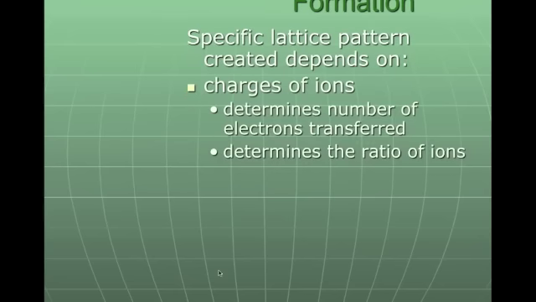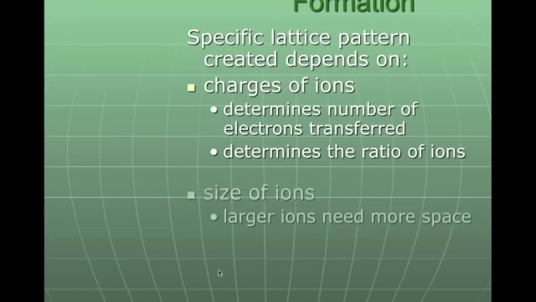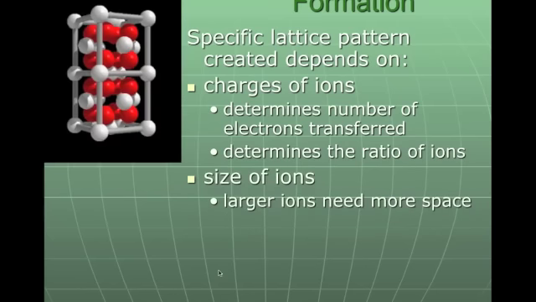And there's a lot of different things that will determine what the specific lattice pattern is. And the 2 things that I want you to know are the charges of the ions, because that determines how many ions are going to be present, and then the sizes of the ions, because bigger ions, logically, need more space. And so charges and size, that's the 2 things that you're going to need to know.